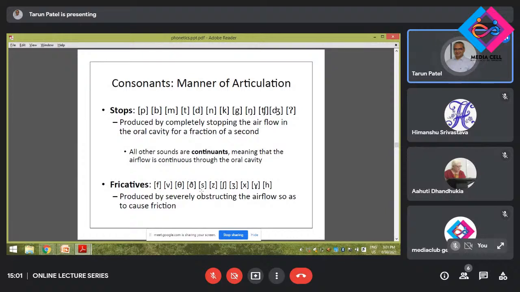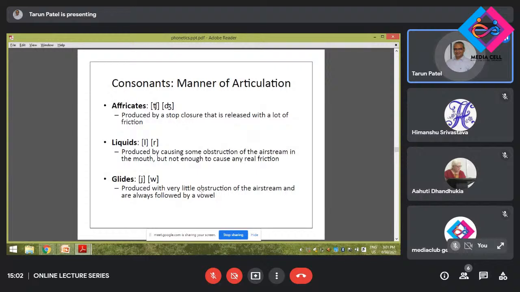Like we have f, we have v, we have th, we have s, z, sh, h, right? Wherein we don't restrict the airflow and it continues to move. And they are produced by severely obstructing the airflow so as to cause friction. Similarly, the affricates, ch and j, are produced by a stop closure that is released with a lot of friction. Similarly, liquids like L and R are produced by causing some obstruction of the airstream in the mouth, but not enough to cause any real friction.